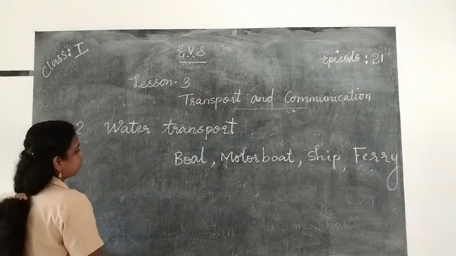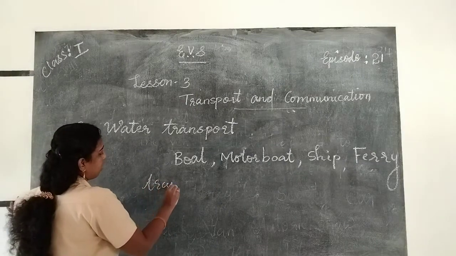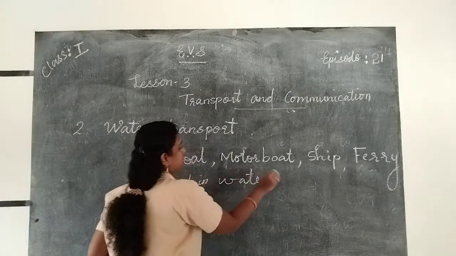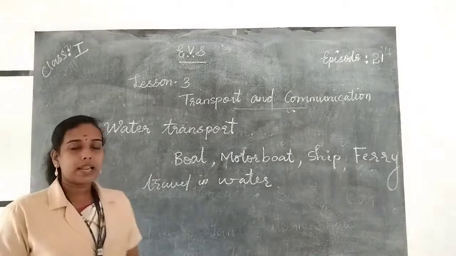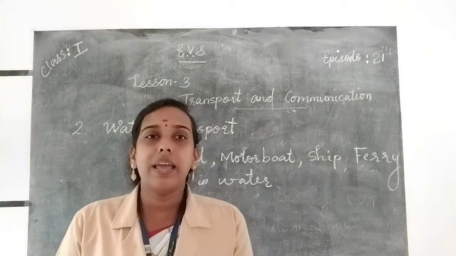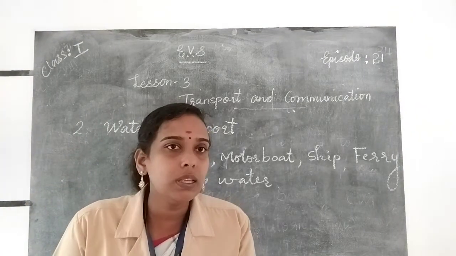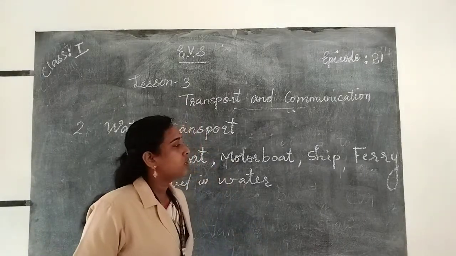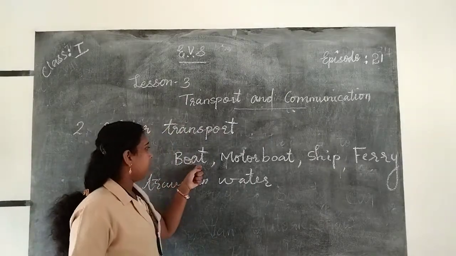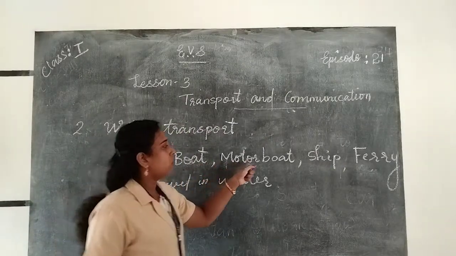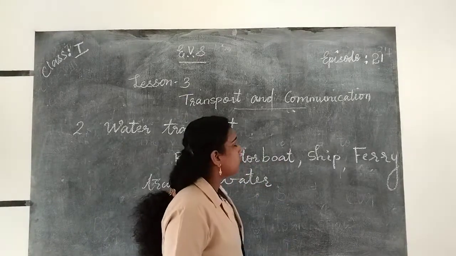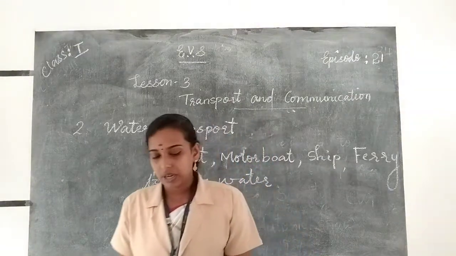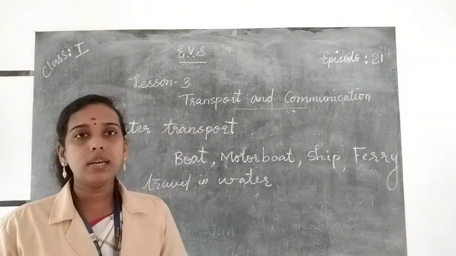Here it helps us to travel in water, and they are called water transport. Okay. So the vehicles that help us to travel in water are called water transport. Example, boat, motorboat, ship, ferry. B-O-A-T, boat. M-O-T-O-R, B-O-A-T, motorboat. Ship, S-H-I-P, ship. And F-E-R-R-Y, ferry. So these are the means of water transport.